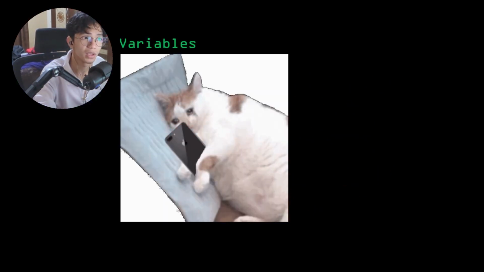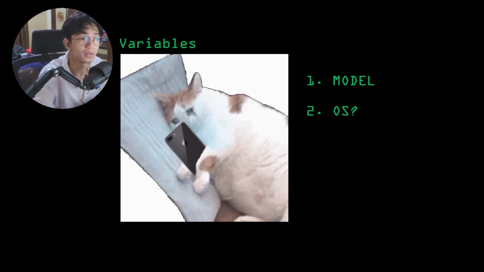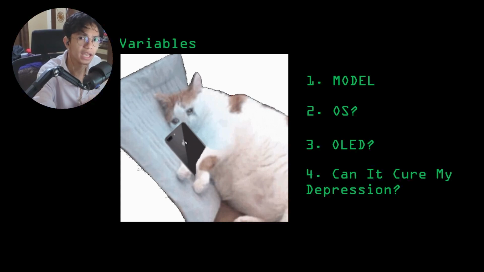Think of it as your phone. Your phone has many attributes, like what model is it? What type of OS is it using? Does it have an OLED screen? And can it cure my depression? Well, that can be a Boolean, true or false.